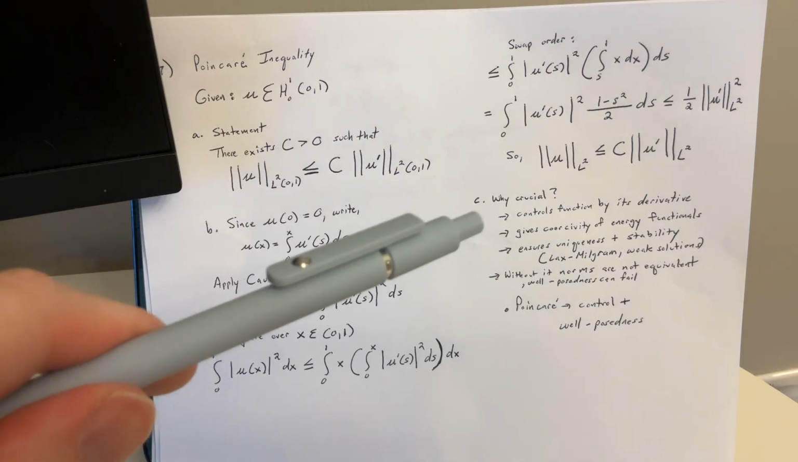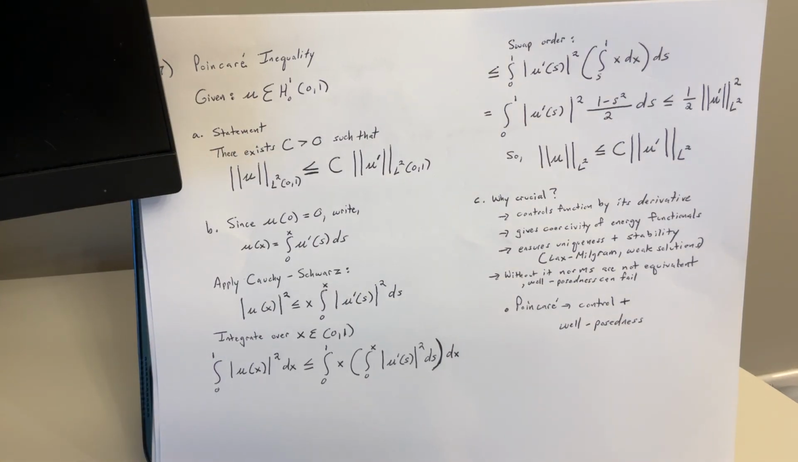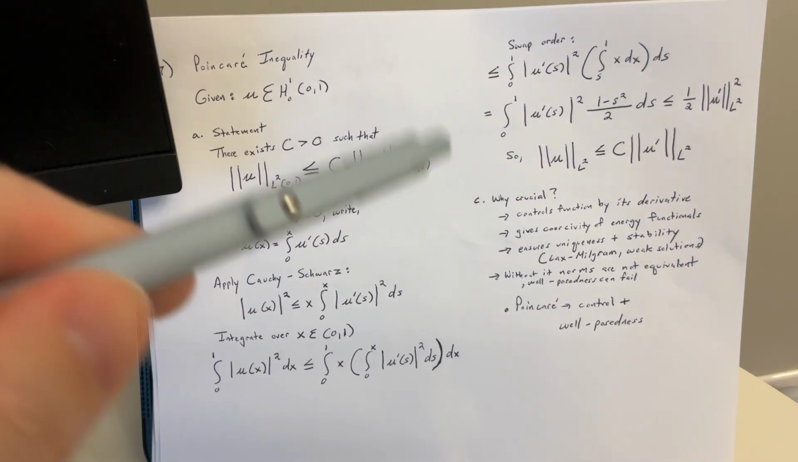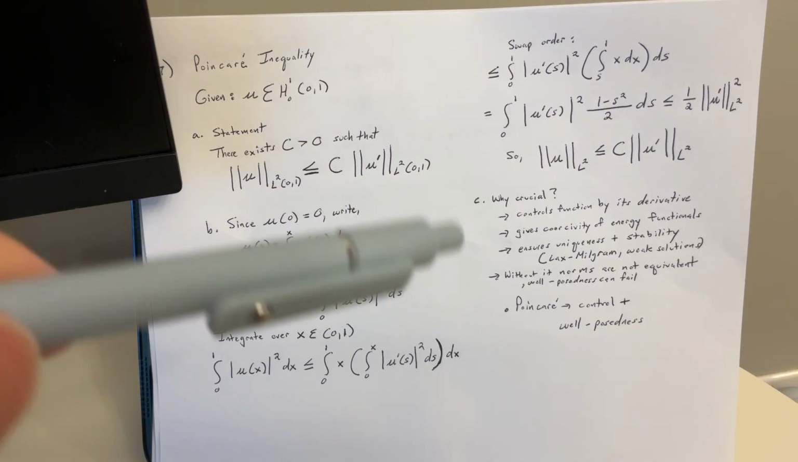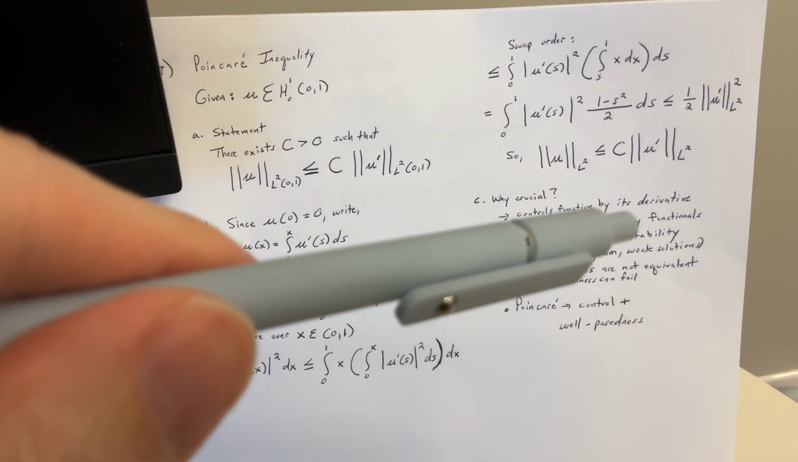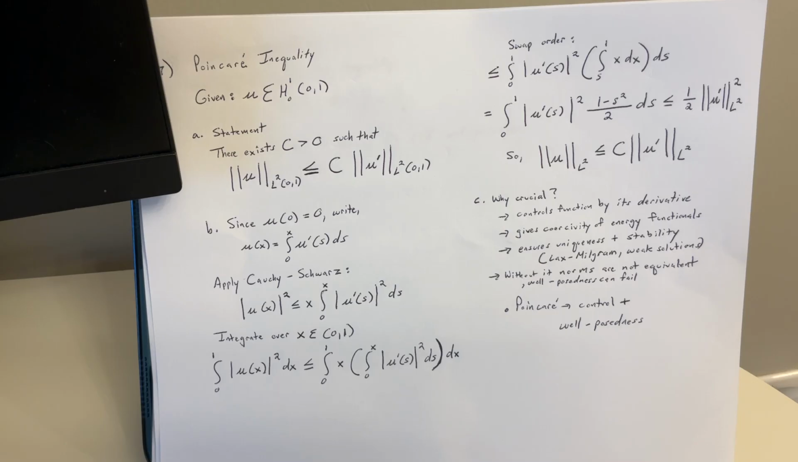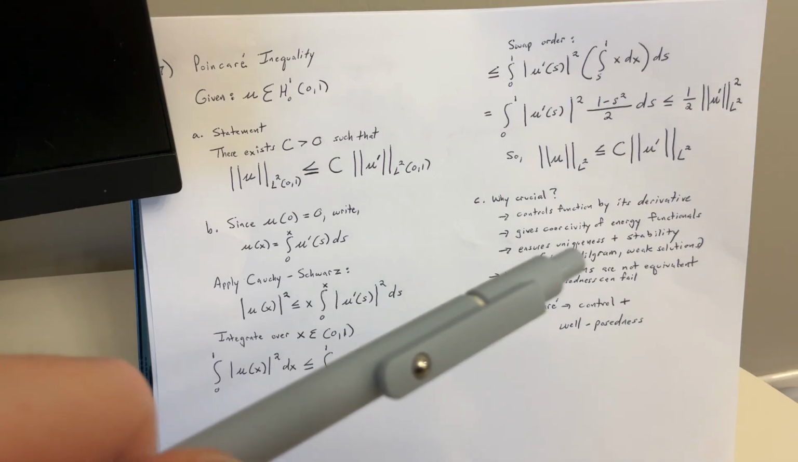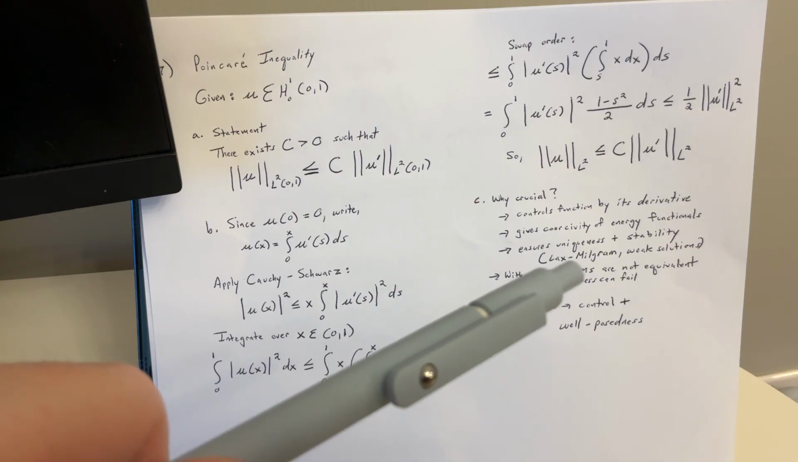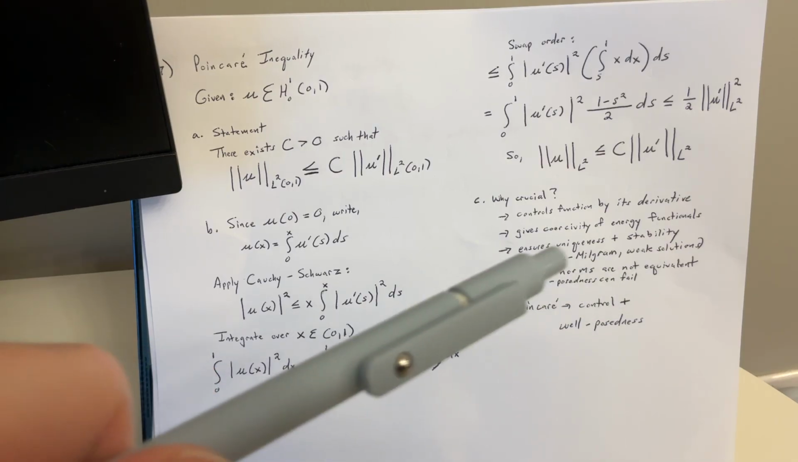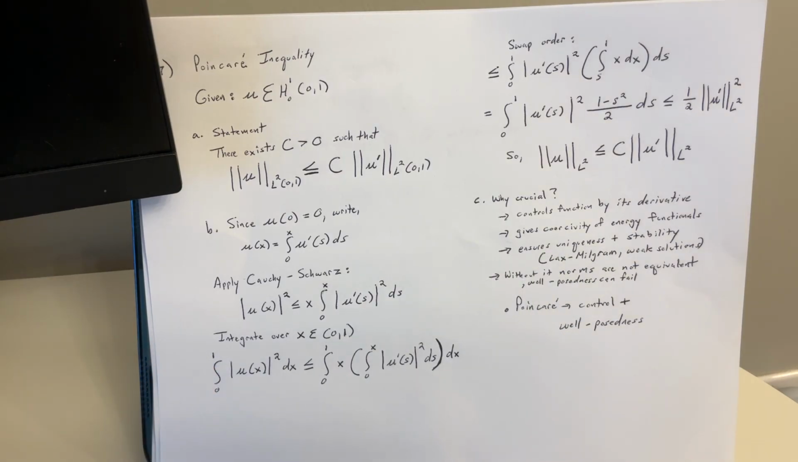Now, here we go for letter C. We want to know why this is crucial. This controls a function by its derivative. It gives coercivity of energy functionals. It ensures uniqueness and stability. Lax-Milgram for weak solutions. I don't know if you're familiar with that or not, but it's in certain textbooks.